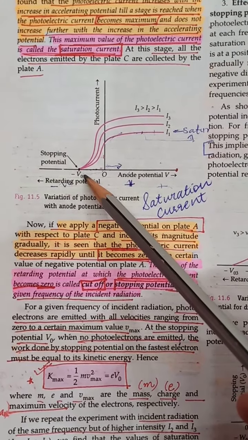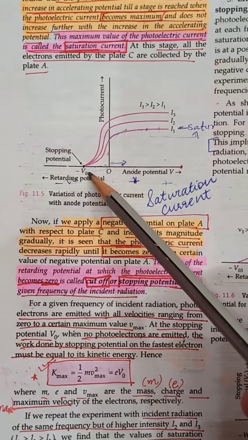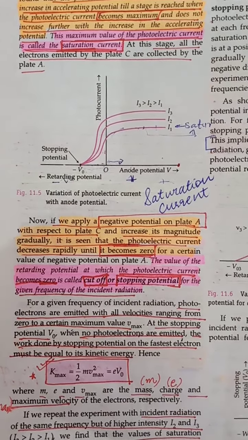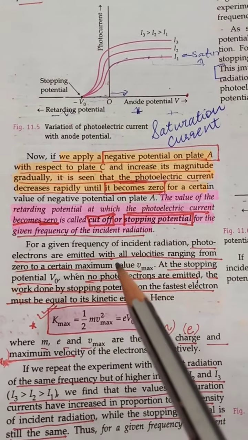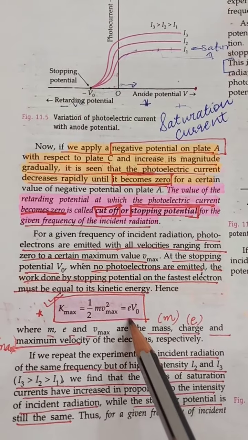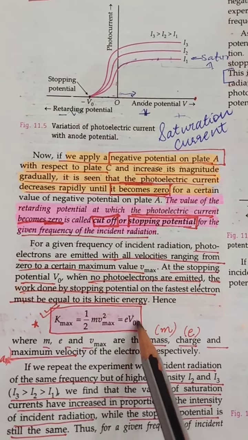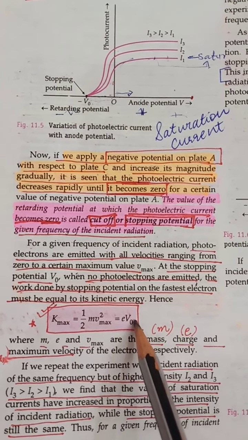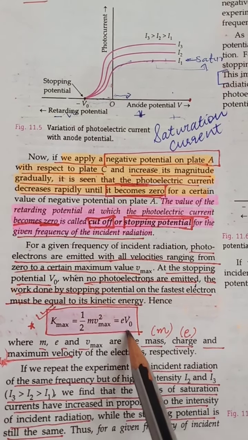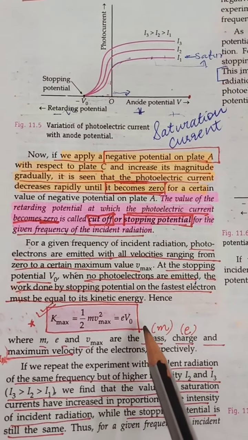At this stopping potential, no photoelectrons are emitted and the work done by stopping potential on the fastest electron must be equal to the kinetic energy, and kinetic energy is equal to half m v max square. Here v max represents the maximum value of the velocity which is acquired by the photoelectrons, and this kinetic energy is also equal to e V naught, where e is charge and V naught is called stopping potential.